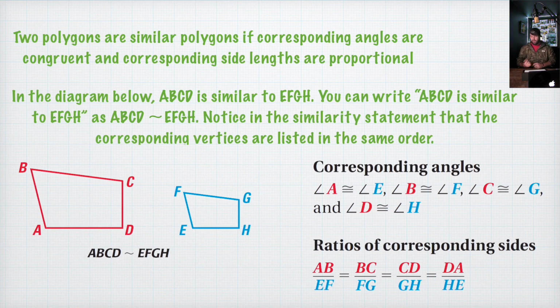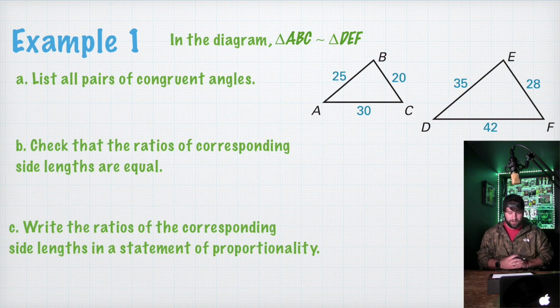You can write ABCD is similar to EFGH as ABCD is similar to EFGH. That's what this little squiggly sign says. Notice in the similarity statement that the corresponding vertices are listed in the same order. So this is the similarity statement, okay? Let's keep going. Example 1.